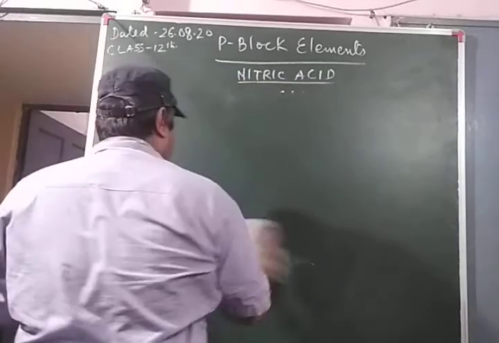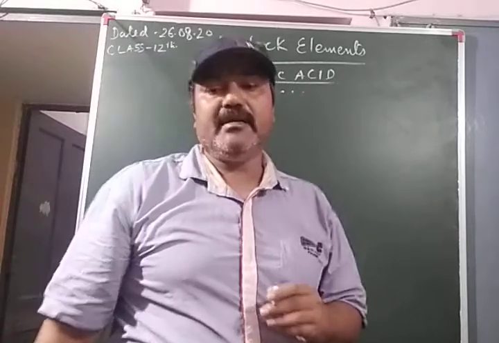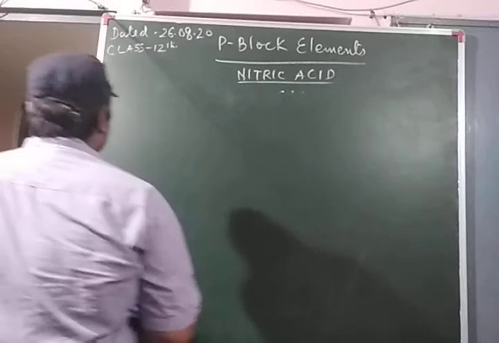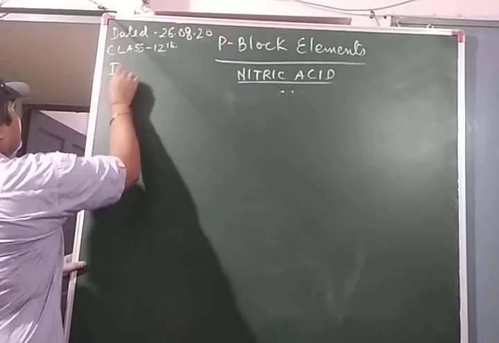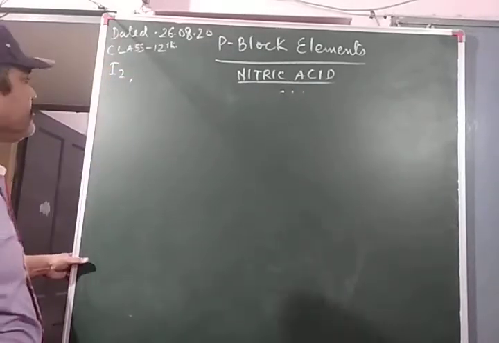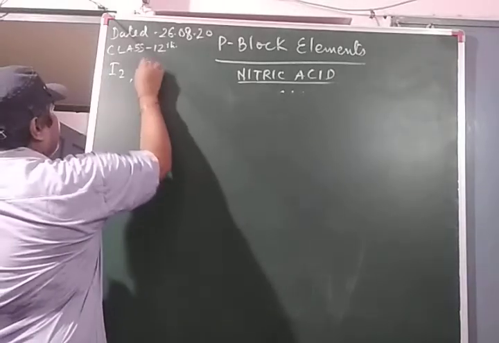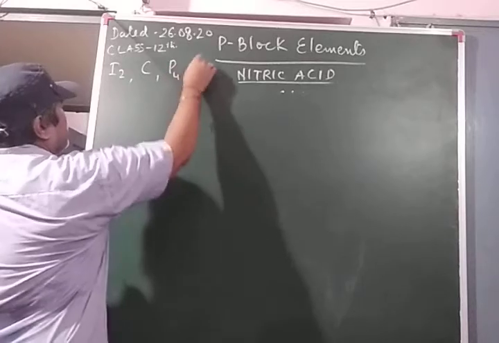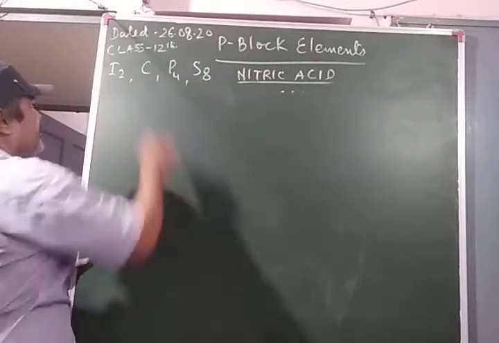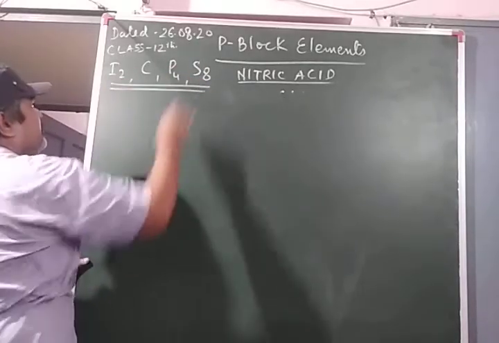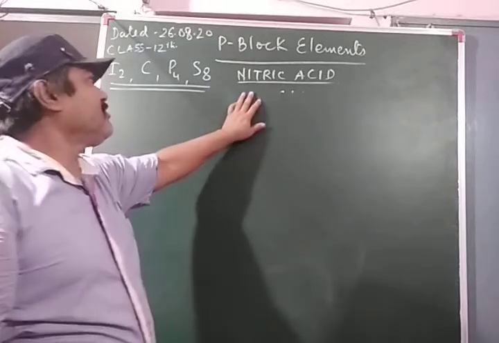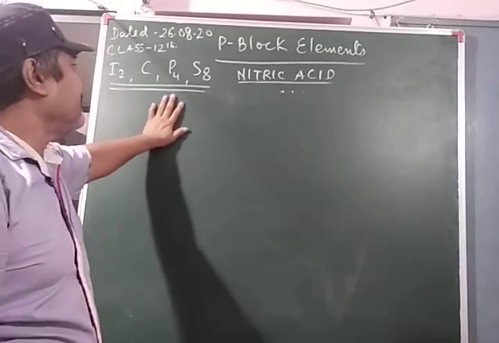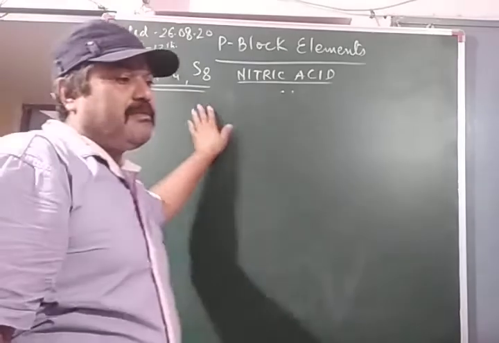Here we will discuss the reaction of nitric acid with some non-metals. These non-metals are iodine, then carbon, then phosphorus, then sulfur. We are going to discuss the reaction of hot and concentrated nitric acid with iodine, carbon, phosphorus and sulfur.